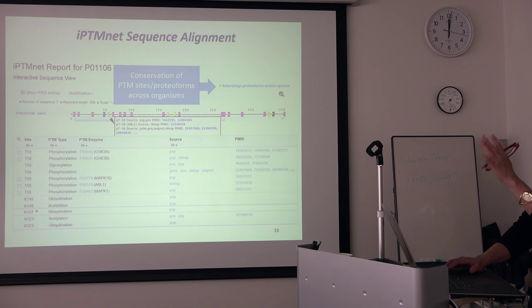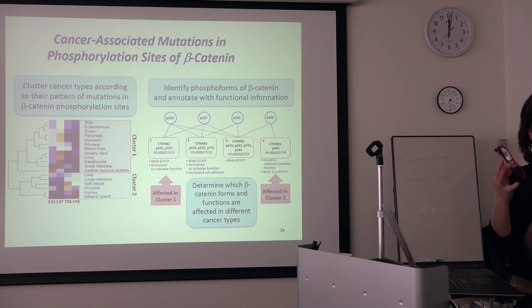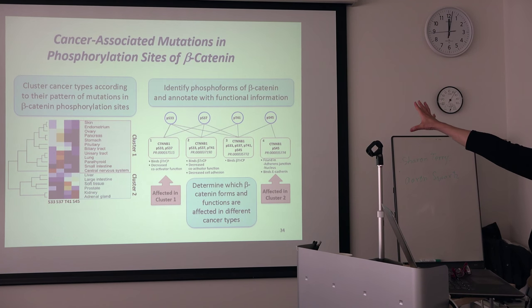The website, you can refer to it, and it allows you to look at, because again, we do the sequence mapping on the specific residues, you can look at conservation of the PTM site proteoforms across species by looking at multiple sequence alignment. And so it's very nicely represented. And so when you combine text mining and a resource like iPTMnet together, then you can start applying it to some very interesting cases that we work on with our collaborators.